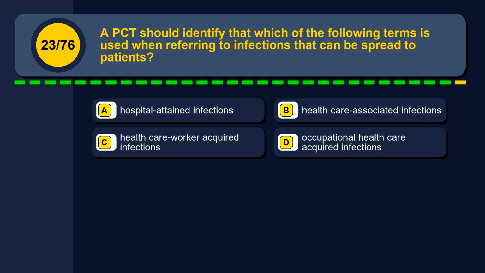Question 23. A PCT should identify that which of the following terms is used when referring to infections that can be spread to patients? Option A. Hospital-attained infections. Option B. Healthcare-associated infections. Option C. Healthcare worker-acquired infections. Option D. Occupational healthcare-acquired infections.